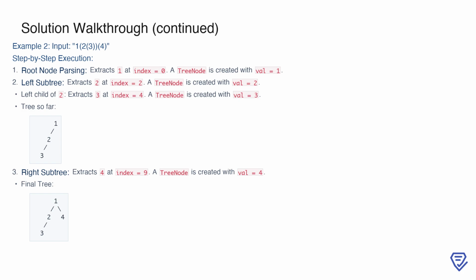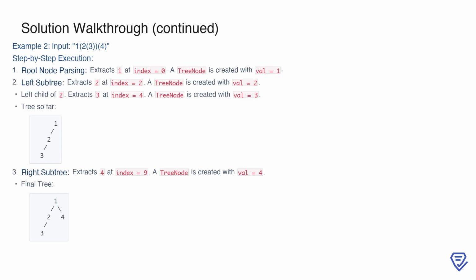The left parenthesis at index 1 indicates a left subtree, so we move forward and parse the number 2 at index 2. A new tree node is created for this value, and once again, a left parenthesis at index 3 signals that this node has a left child. Parsing the number 3 at index 4 results in another tree node being created. As the closing parenthesis follows immediately, this subtree is wrapped up, forming a chain where node 2 has node 3 as its left child. The partial tree now consists of node 1 as the root, with node 2 as its left child and node 3 as the left child of node 2.